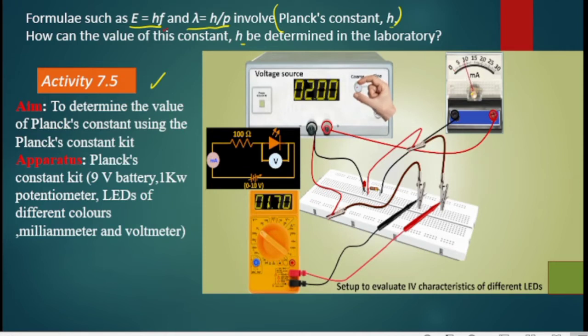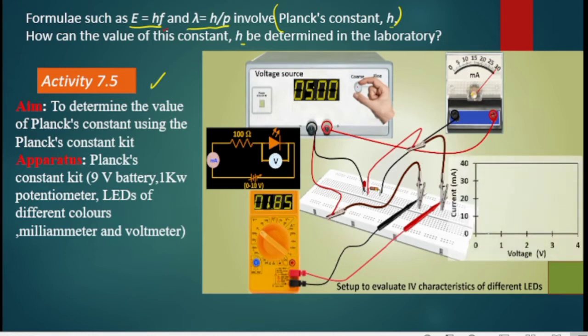Increase to 2 volt. You can see the reading of the milliammeter increase, until you increase the voltage to 3 volt, where the value of current increases more. Increase to 5 volt, and you can see the current reaches its highest value. So you have recorded the value of voltage V and also the value of current recorded by the ammeter. Then you can plot a graph of I against V.